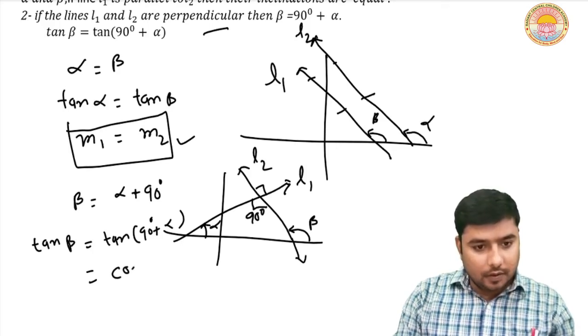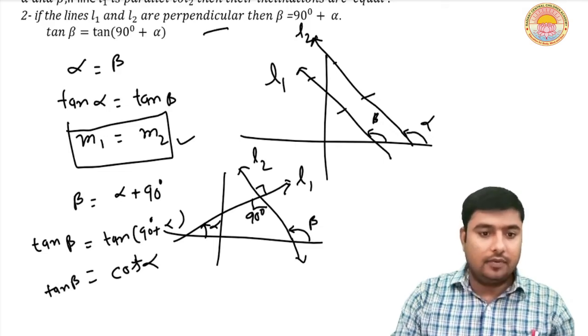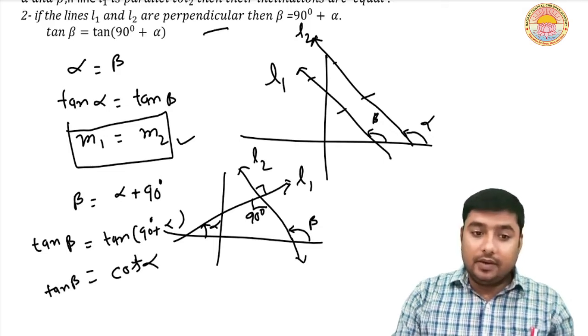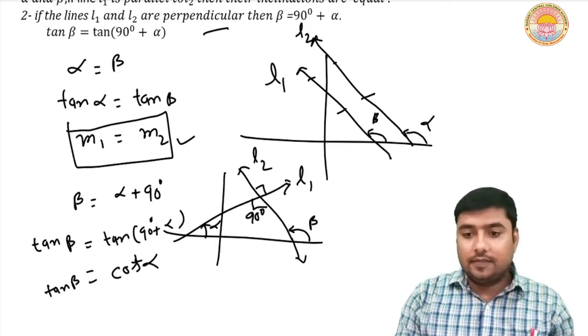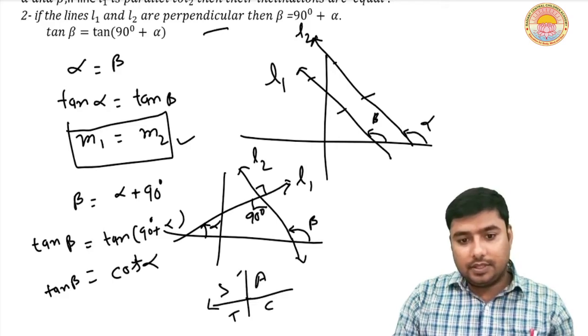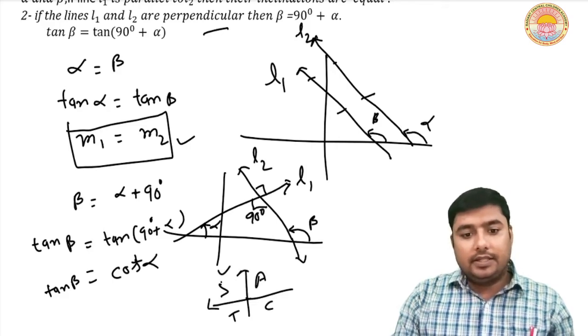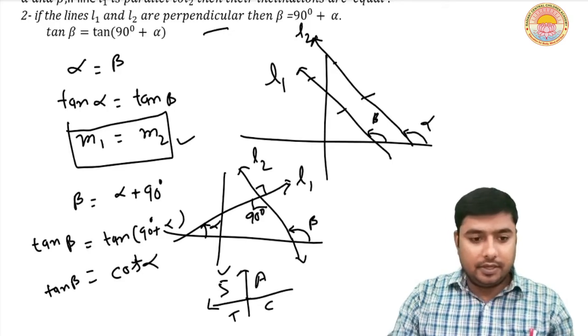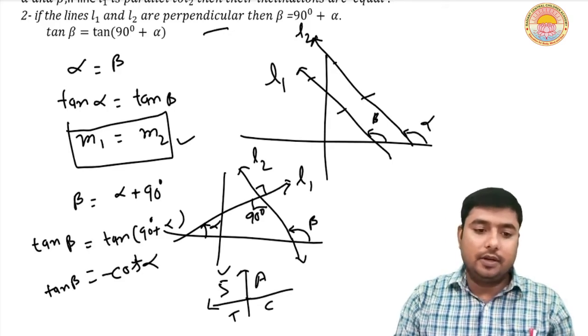This is cot alpha. Tan beta equals cot alpha. That is in the second quadrant, which means ASTC. Everyone knows this: in the second quadrant sine and cosec are positive, and in the other quadrants trigonometric ratios are negative. So this is minus cot alpha.